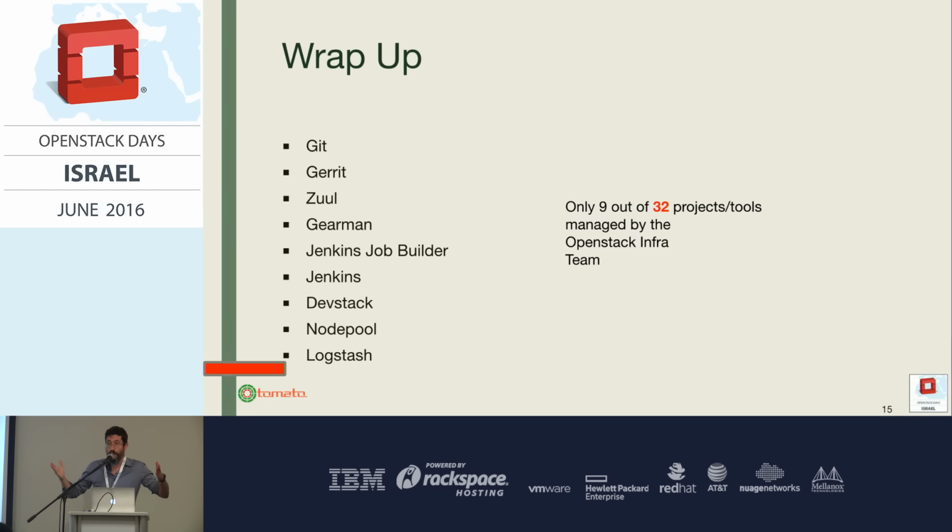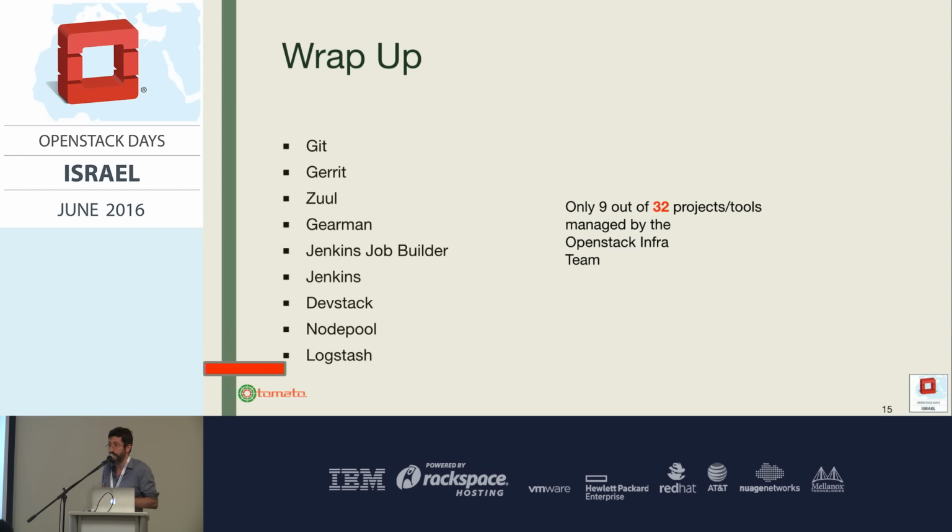So, the wrap up of what we looked at today. We have Git, we have Gerrit, allowing us to do code reviews and send things for testing. We have Zuul, who defines what happens with each of the changes. We have Gearman, which allows Zuul to send the testing jobs to more than one Jenkins master, with Jenkins masters sharing a lot of slaves. We have Jenkins Job Builder, which builds the jobs based on YAML file definitions.